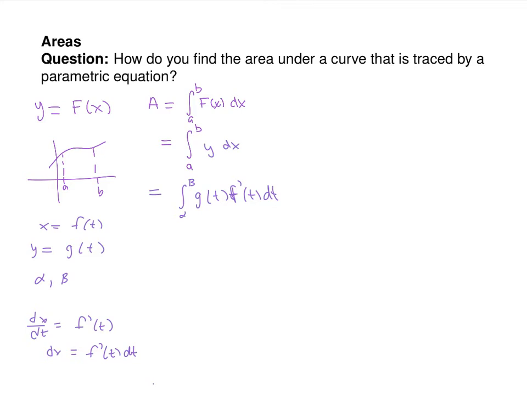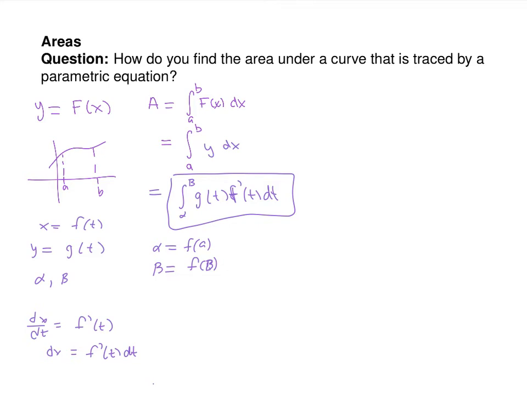Now, one thing that can be a bit tricky with this is that you have to make sure that alpha equals f of a and beta equals f of b. So it could be the case that in your first integral the lower bound is less than the upper bound, but in your second integral they switch. So that ordering can be a bit tricky, and we'll talk about it in a few examples.